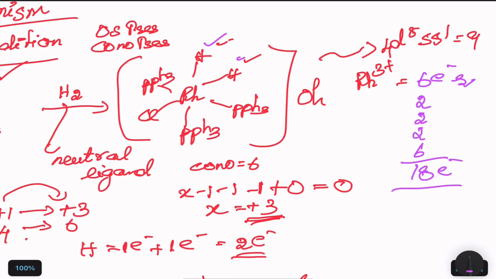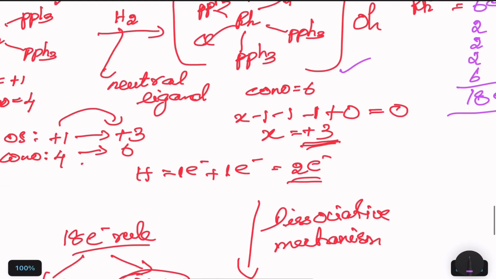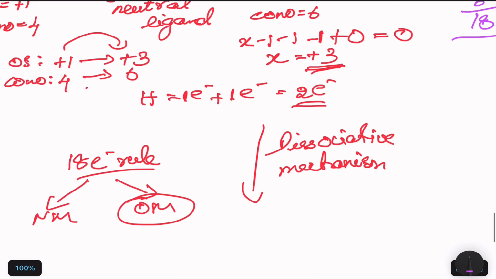Now, whenever the 18 electrons are completely filled, it is highly stable. It cannot gain more than that. Any incoming electron or ligand cannot attach to this catalyst anymore because it is completely stable. Okay, 18. So now we need to add the olefin.